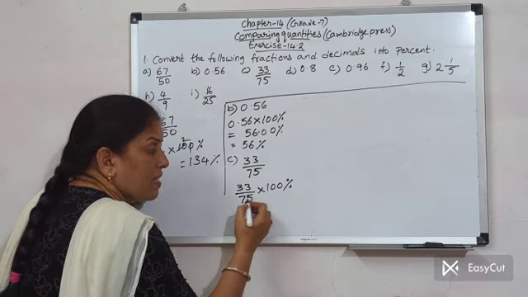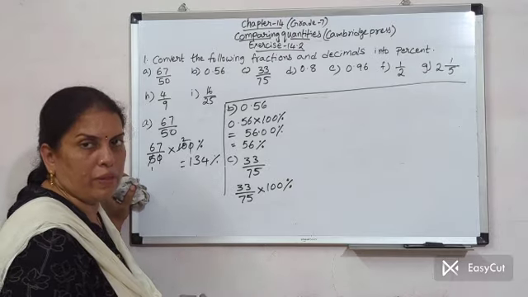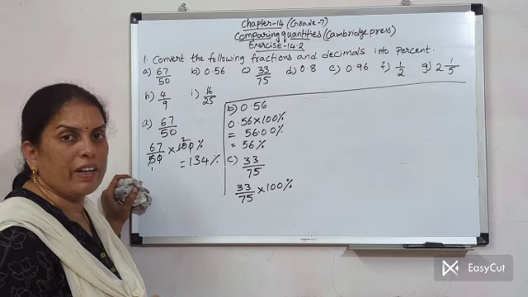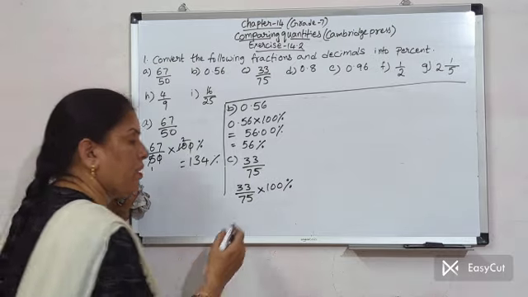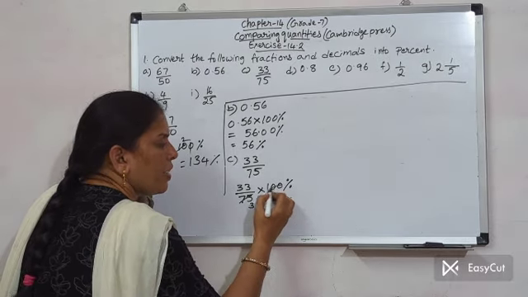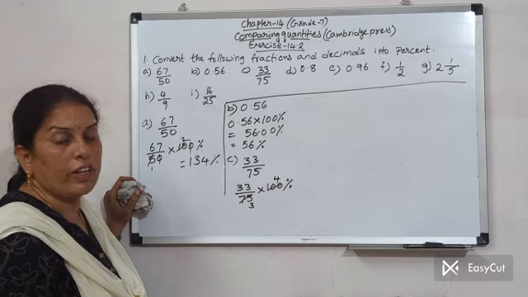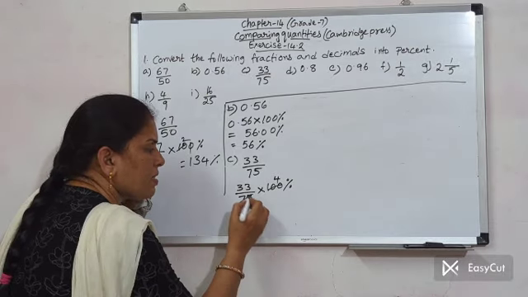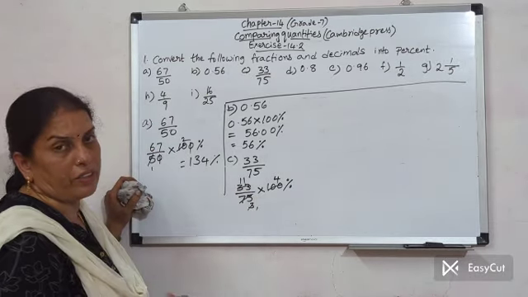Now I am cancelling these two with the 25 table. You can cancel with the 5 table also. I am cancelling with the 25 table. Within one step you will get the answer. 25 threes are 75, 25 fours are 100. Next, 3 ones are 3, 3 elevens are 33.